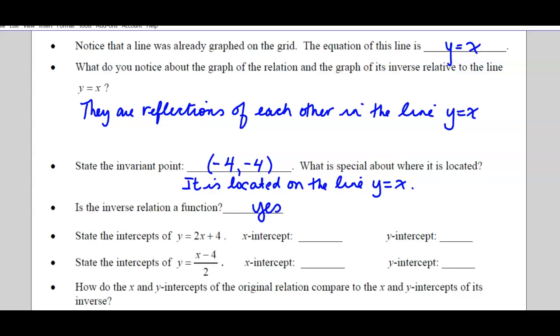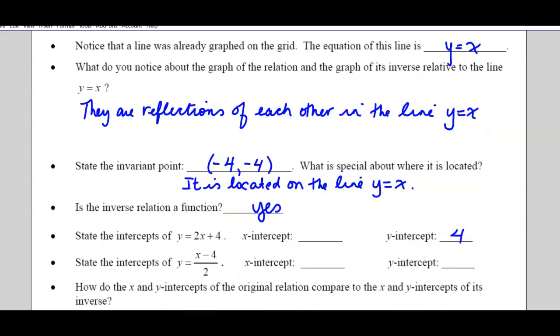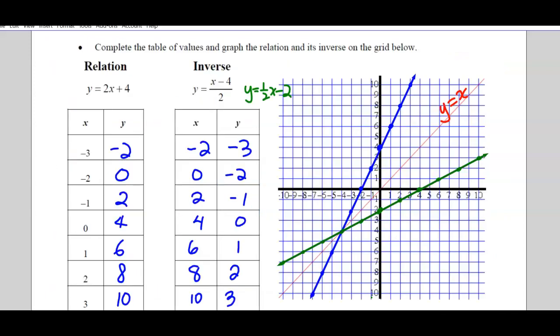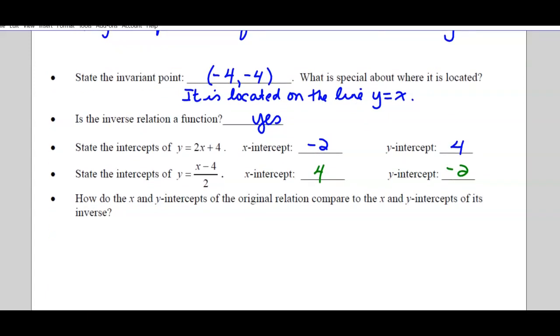Intercepts. Okay, well, we know the y-intercept, we don't even have to look at our graph, is 4. The x-intercept is -2. You can check it out on the original. Okay, intercepts of the inverse. Green, the inverse: the y-intercept was -2 and the x-intercept was 4. So notice how they interchange. The y-intercept becomes the x-intercept. The x-intercept becomes the y-intercept. Same deal here.